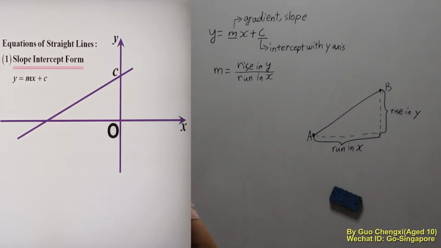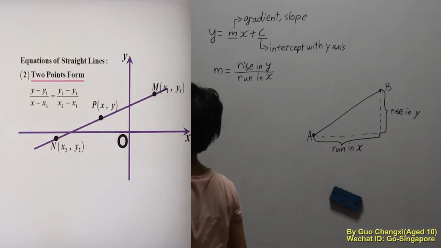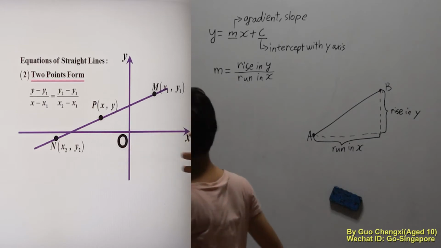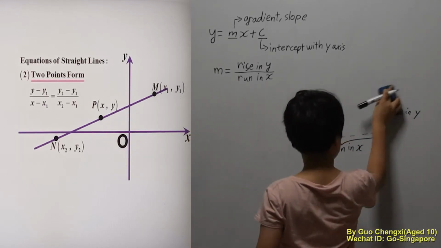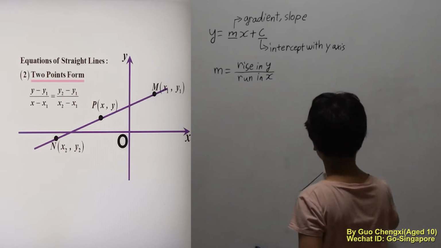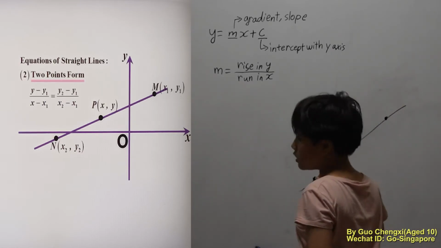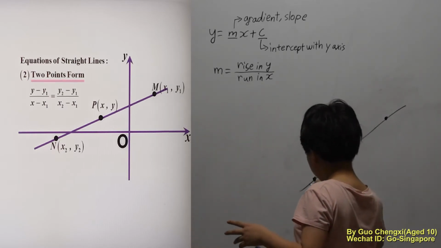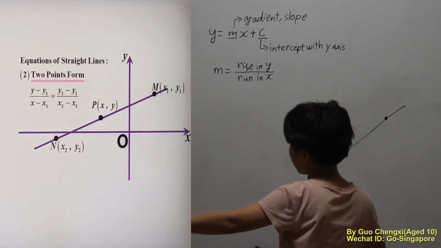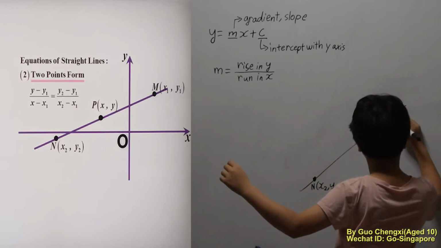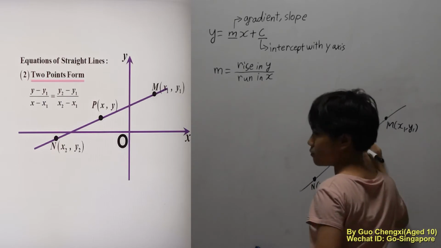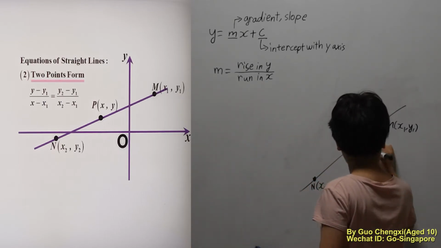This part will become the next one. It is the 2 points form. The 2 point form is basically that there must be 2 points over here. Let me just erase this. Okay, so the 2 points are basically the first point, x1, y1, and over here x2, y2, and after that here is m.